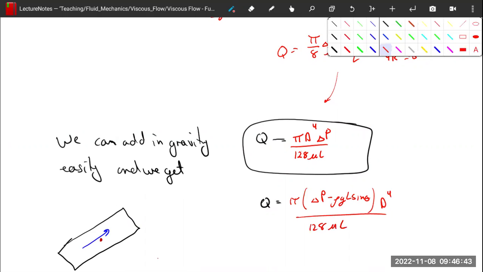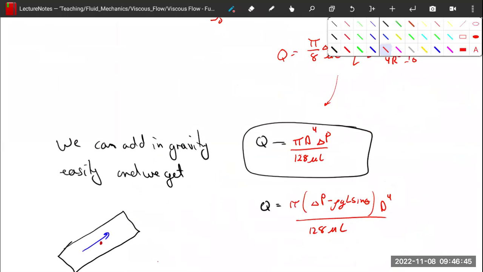And what does this tell us? This tells us that the flow rate in a pipe, Q, is proportional to delta P, which makes sense. If we double the amount of pressure, we would expect, for laminar flow, and this is only laminar flow, that if we double the pressure, we get double the flow rate. That's awesome. What's really interesting about this is the response to the diameter.